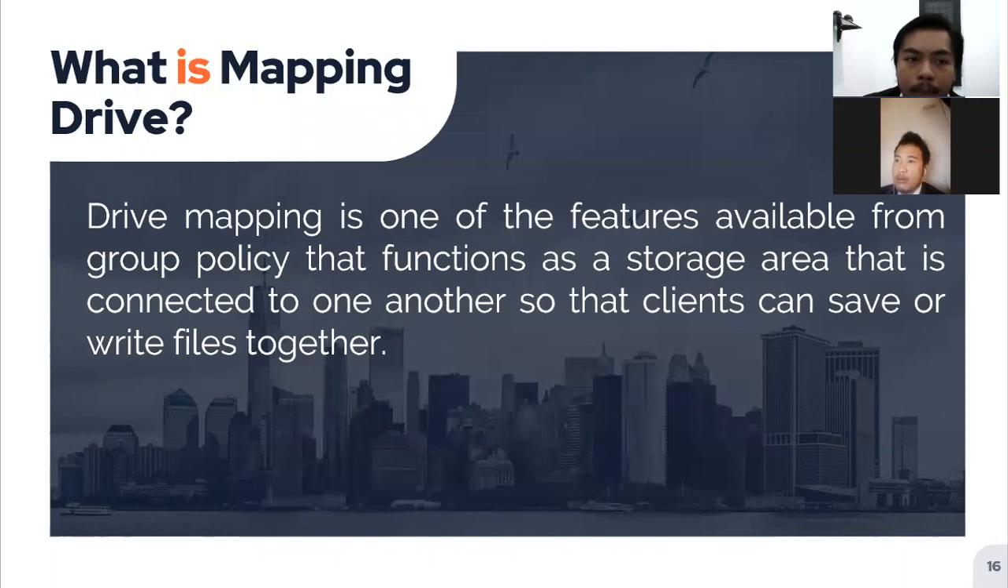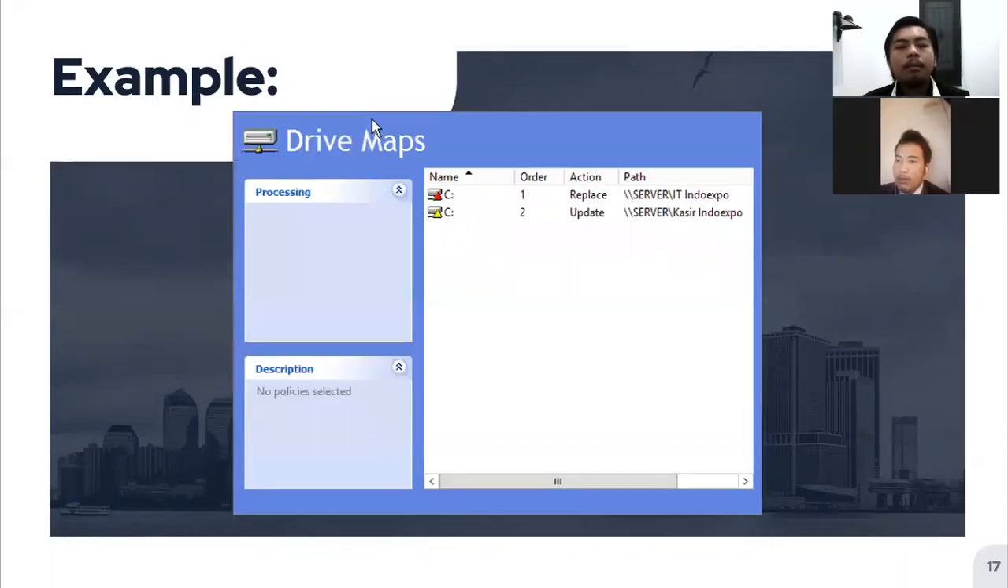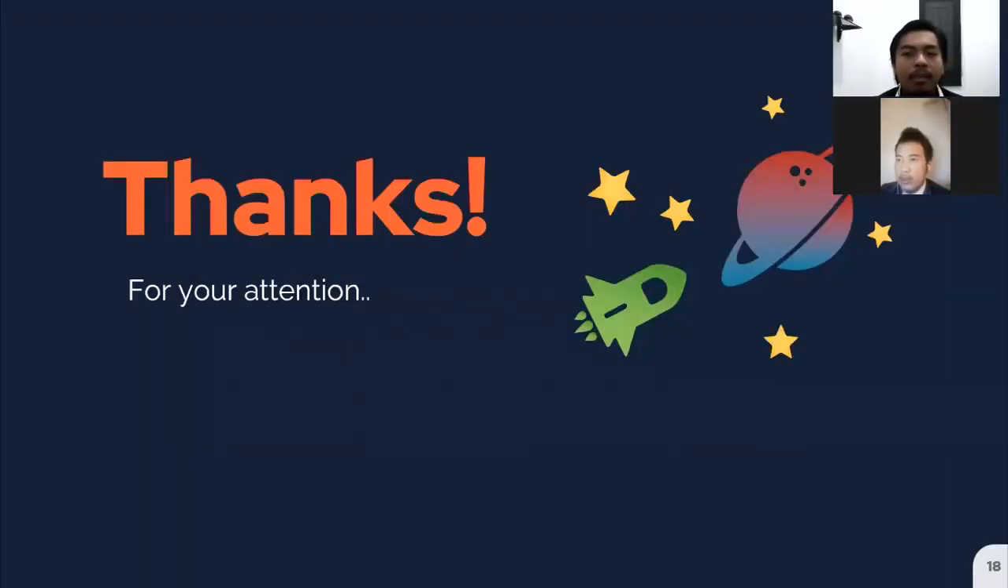Okay, second, what is mapping drive? Drive mapping is one of the features available from group policy that functions as a storage area connected to one another, so clients can save or write files together. It's like a Google Drive. You can access the storage at the same time without any chaos with another client or server. This is the example. The first is replace server IT, and the second is cashier IndoExpo. Okay, maybe that's all.